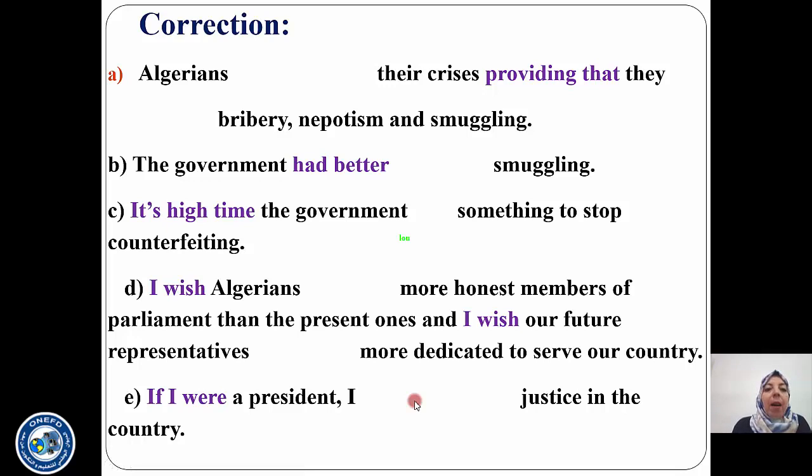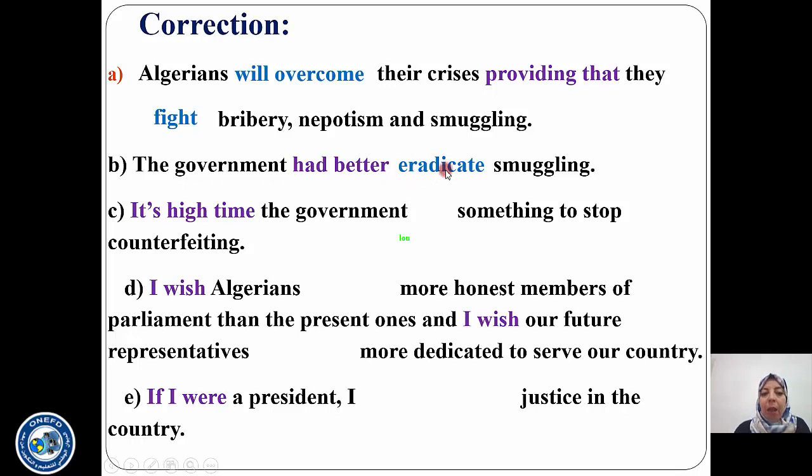Algerians will overcome their crisis, providing that they fight bribery. As I said, future simple in the result clause and the present simple after the conjunction providing that. The government had better eradicate. So the form of the verb after had better should be a stem. It means the infinitive without to.